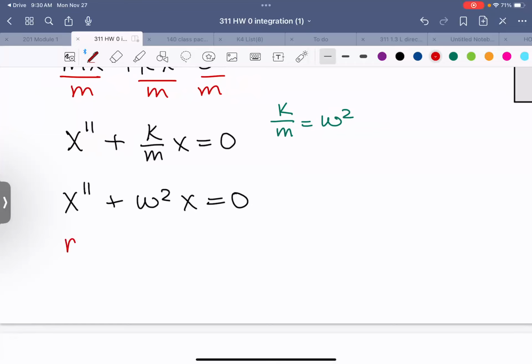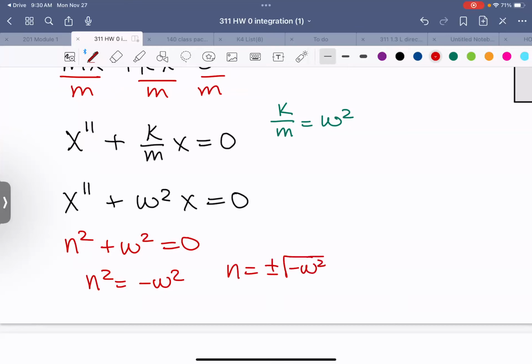So you're going to solve this using your characteristic equation, which is n squared plus omega squared equals 0. Okay. Move your omega squared to the other side. Take the square root. That's going to give you n equals plus or minus the square root of negative omega squared, which is plus or minus omega i. That's why I made it something squared, right? Because we're taking the square root.